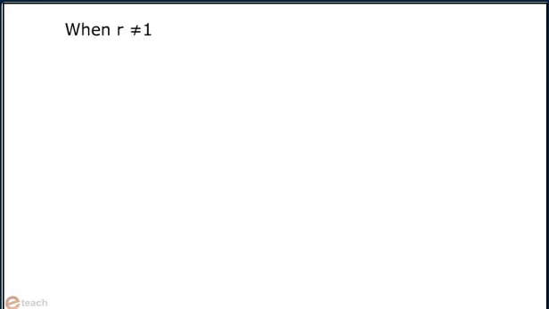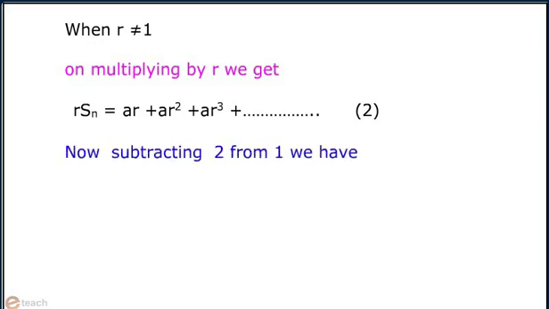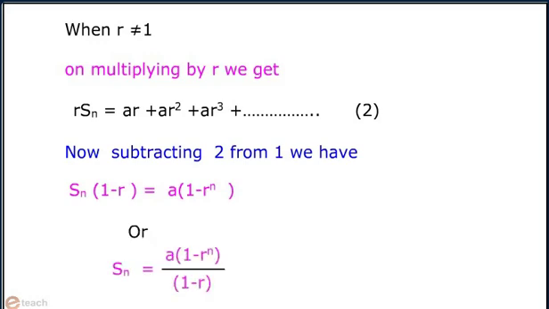Now when r is not equal to 1, we multiply equation number 1 by r and get r times Sn equals ar plus ar squared plus ar cubed, and so on. We call this equation number 2. Now subtracting equation 2 from equation 1, we have Sn times (1 minus r) equals a times (1 minus r to the power n), or we can write it as Sn equals a times (1 minus r to the power n) divided by (1 minus r).